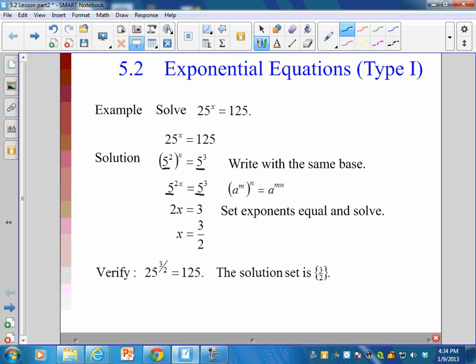And remember that 25 to the 3/2 power, with the 2 on the bottom, is the same thing as the square root of 25 to the third power. The square root of 25, of course, is 5, and 5 to the third power we just did is 125.